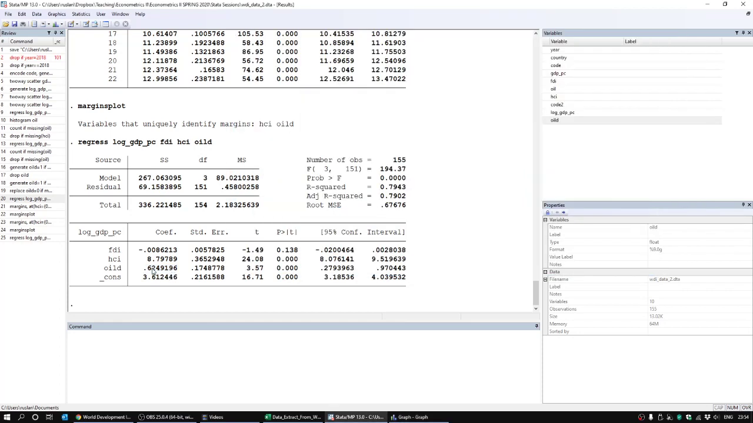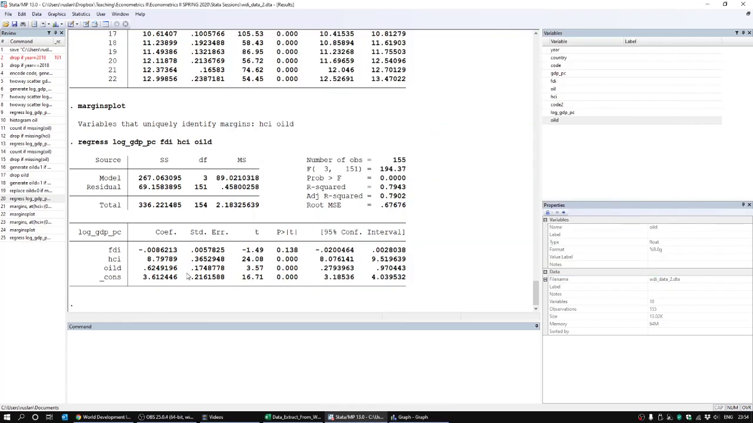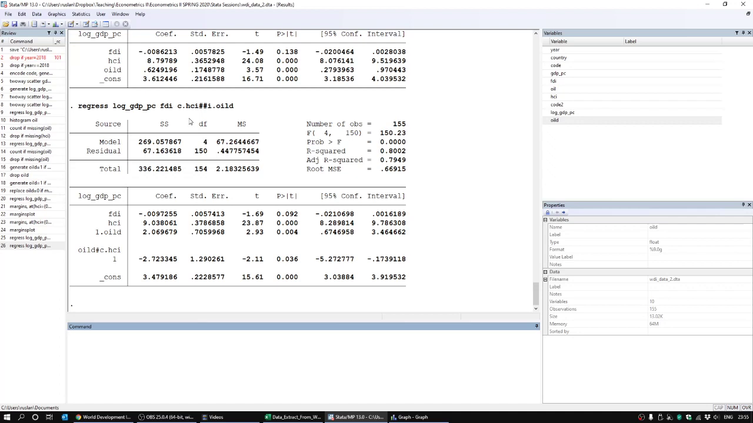So to obtain the difference in terms of the slopes, we have to add the interaction term into our model. We have to interact oil dummy with human capital index. To do so, we will modify this regression a little bit. We'll use hash, and we should put c dot in front of human capital and i dot in front of oil dummy. So that's how we interact two variables. Human capital is continuous, that's why here we have c dot. Oil dummy is a factor variable, a categorical variable, that's why here we have i dot.